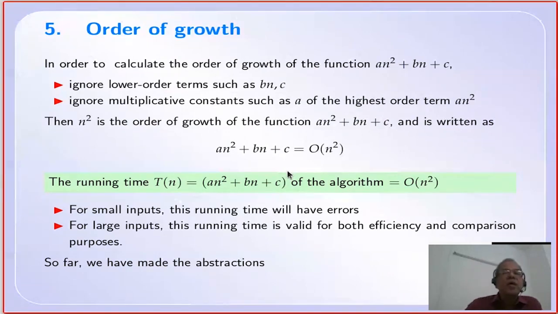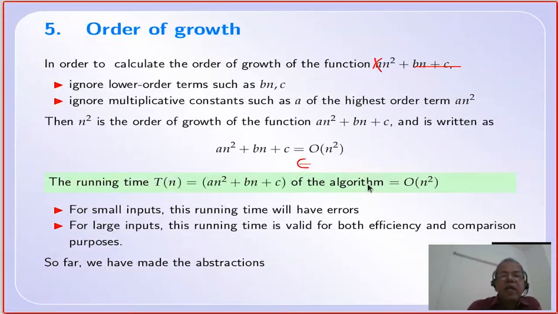Order of growth. In order to calculate the order of growth of the function a n squared plus b n plus c, ignore the lower order terms b n plus c. Ignore multiplicative constants such as a of the highest order term a n squared. And then write this is equal to big O of n squared. This is not exactly right. We will say actually this.